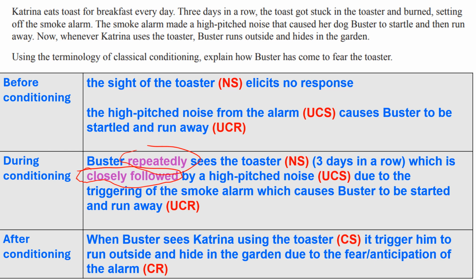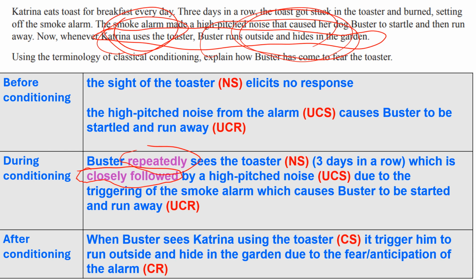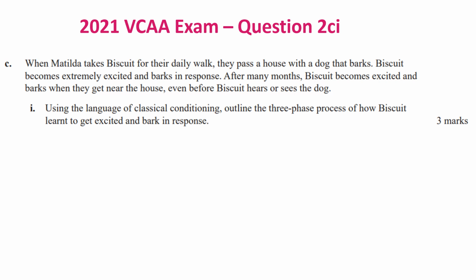And then we get to the post-conditioning stage, and we're simply unpacking the terminology that's used in the back end of the question. There's no need to get creative here, just work with the scenario. So Buster is seeing Katrina using the toaster. We've pulled that right here. And what's the response? Running outside and hiding in the garden, because the dog has been conditioned based on those three pairings. Let's fast forward to 2021. Another dog scenario.